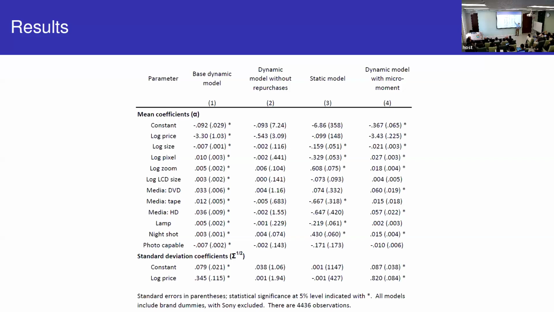The way to get repeat purchase is A, jack up the coefficients on the characteristics that get better over time. And B, you can see what else happened here. Wait, am I saying this right? This is the dynamic model with micro moments.